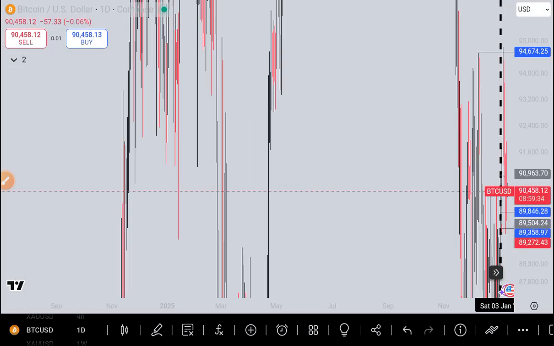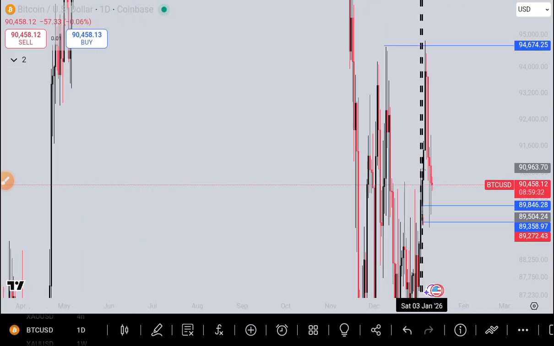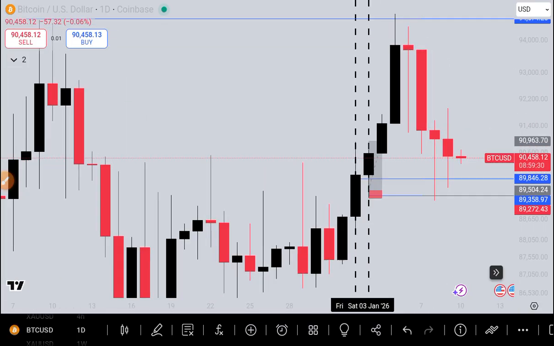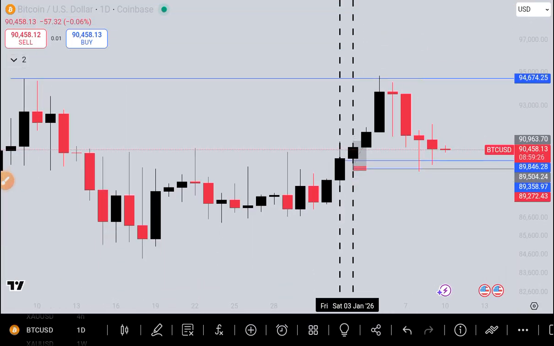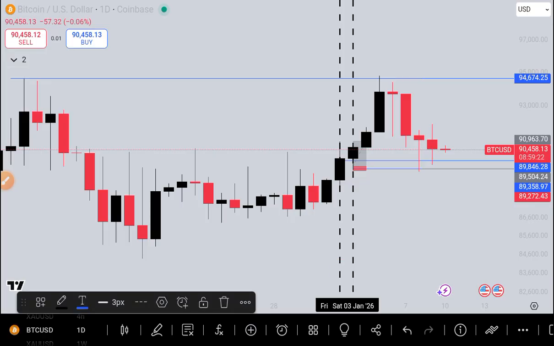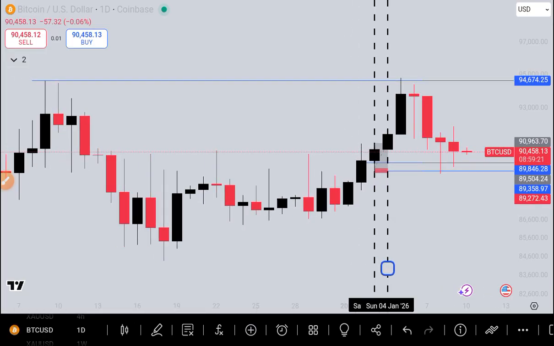These things happen with practice. It's not luck or chance. So you could see the entry on this day to the high. Let's go to the next day. Let's move it to the next day and find an entry.